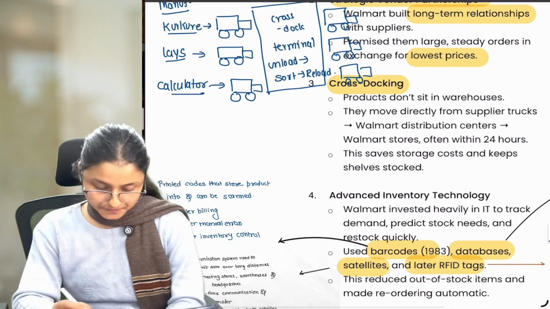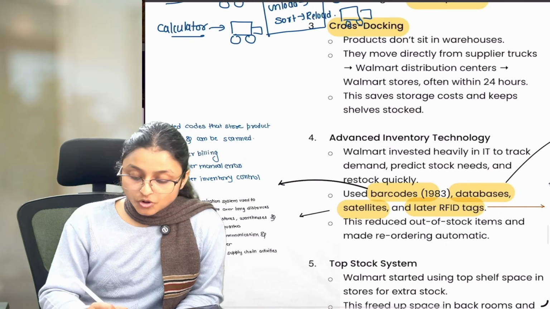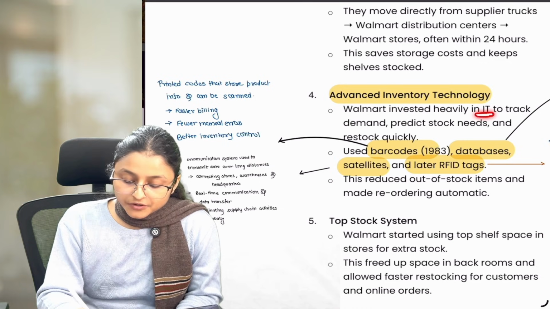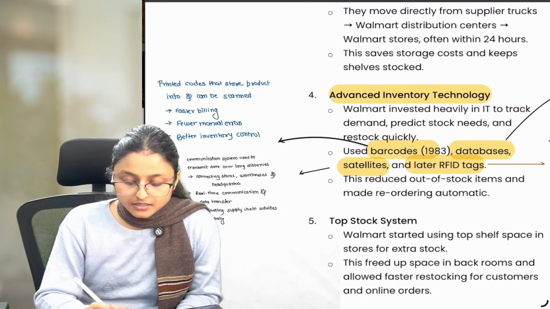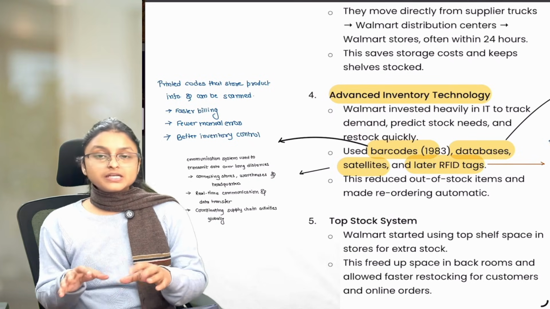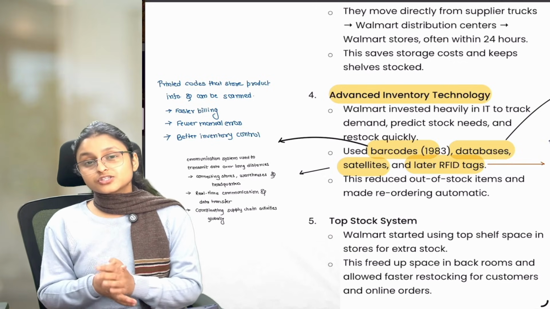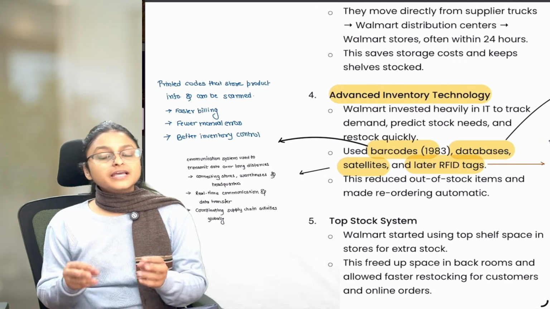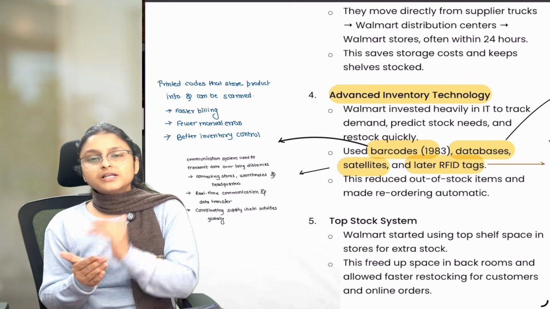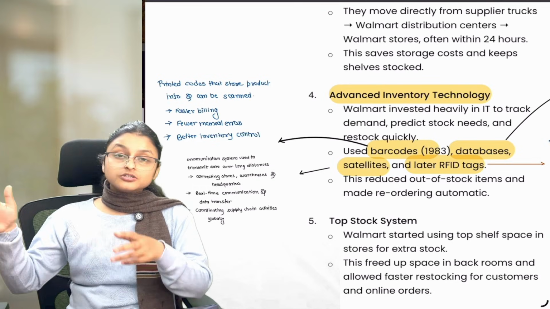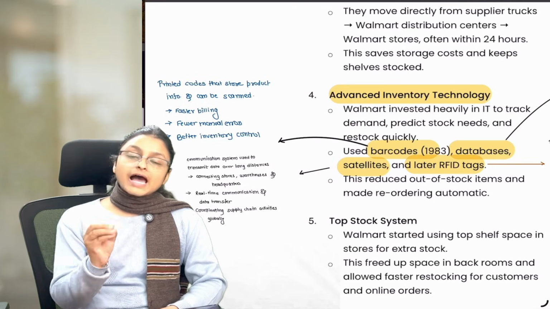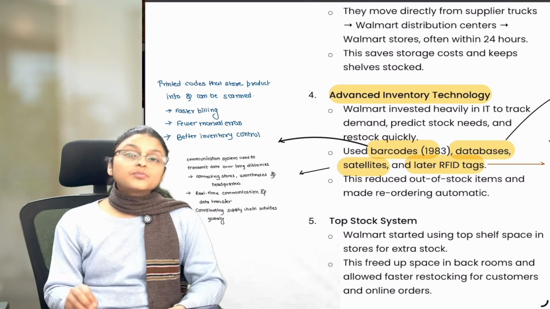Then next, after this, Walmart has also used advanced inventory technology systems. Walmart invested heavily in information technology so that it can track demand, predict stock needs, and restock as quickly as possible. See, inventory is the most important thing for the organization and specifically for the retail stores, because they are selling those products only. So they should have them in their stores. If they are not available, customers will go away and buy from other stores, which leads to loss of customers. And hence it's very important to have inventory available whenever the customer wants it.